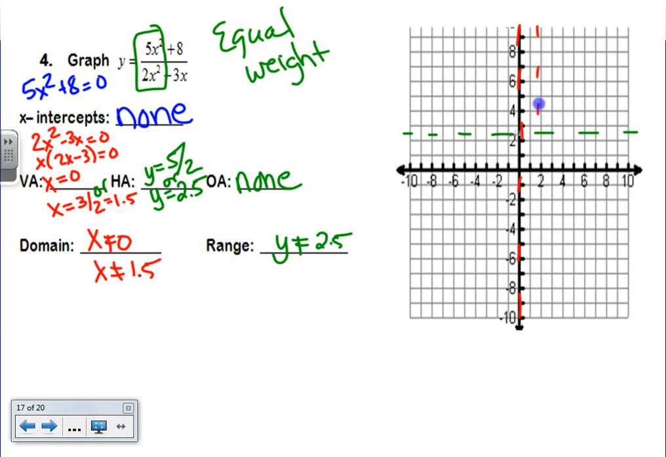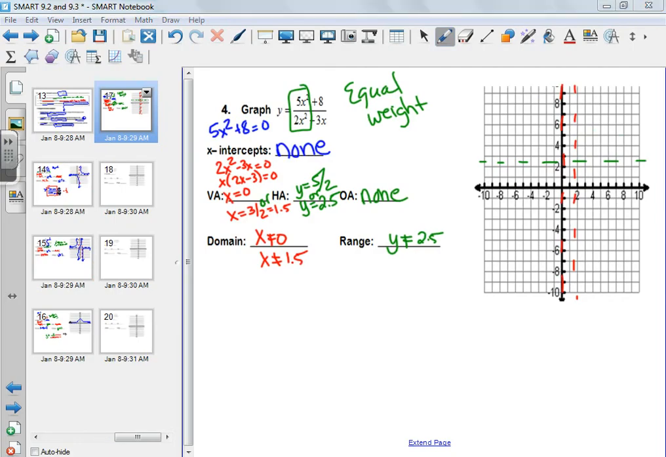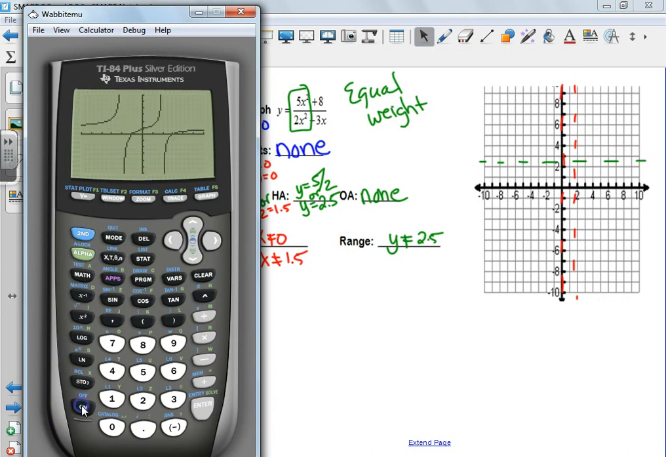Oh, goodness. How gross. Okay. So, if you graph this on your calculator, it's not going to give you a real great idea of what this looks like, because it's kind of strange. Just make sure you use parentheses. 5x squared plus 8, close, divided by 2x squared minus 3x.